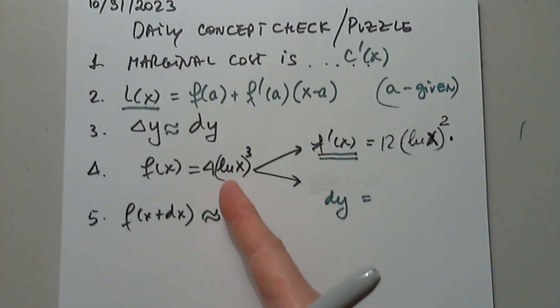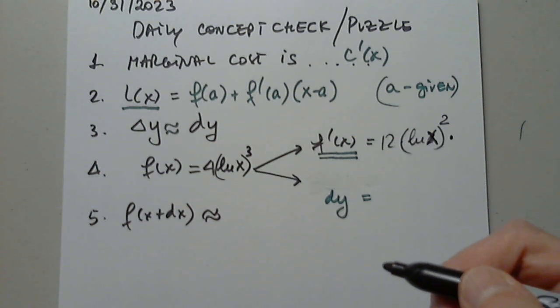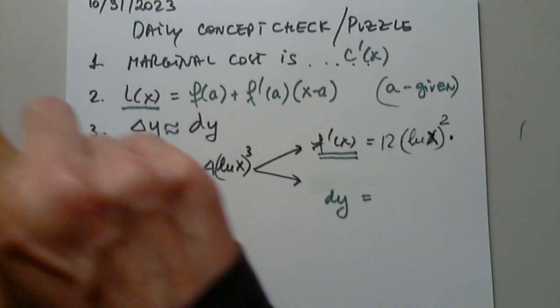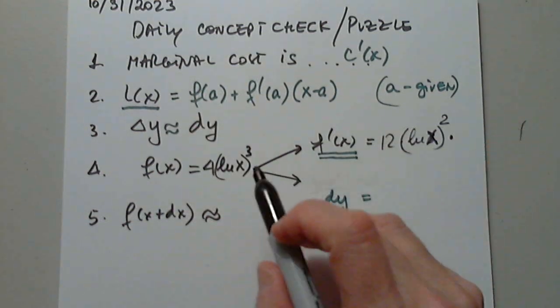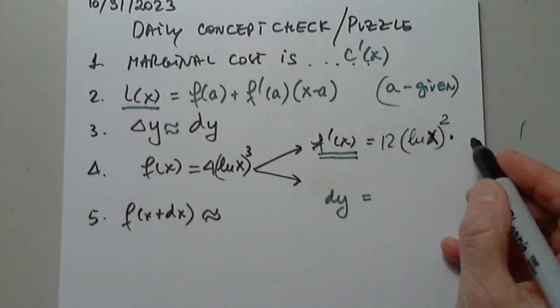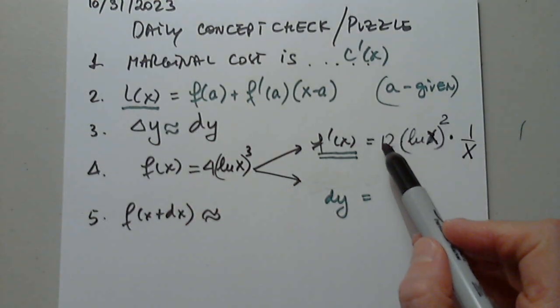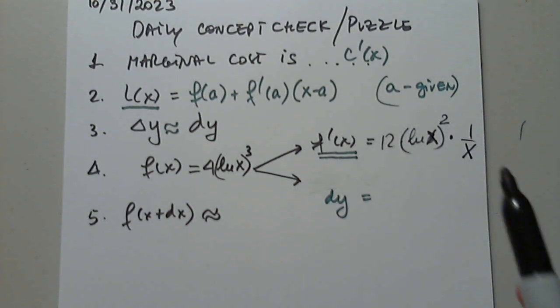Can anyone tell us what is natural log prime? What does it equal to? Natural log prime. Careful. Natural log prime is 1 over x. So condensed, if you want, it will be 12 natural log squared of x, everything over x.